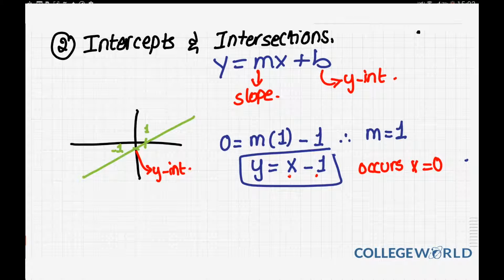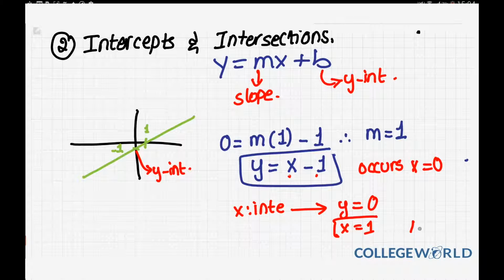Then you have the second point, which is your x-intercept. X-intercept occurs when your y is equals to 0. So here, to get y equals to 0, your x is going to equal 1. And this (1, 0) is your x-intercept.